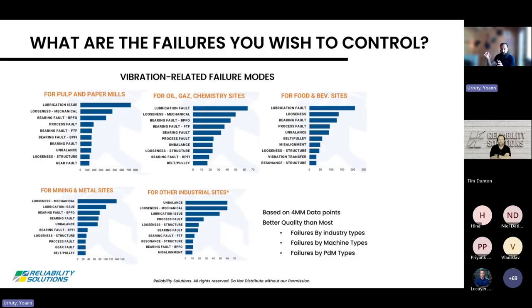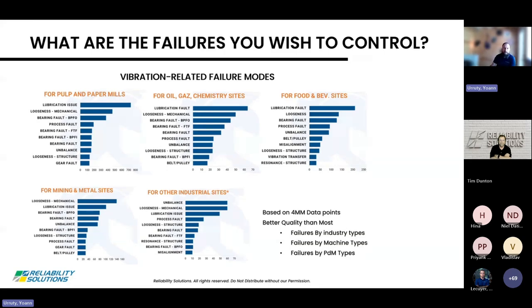And so we took all of these alerts and we looked at the failure codes, right? So what are the potential issues? And this is the result that we see here on the screen. It's divided by type of industry, right? So you've got the pulp and paper industry, oil and gas, food and bev, mine and metal, and what we classified as others.